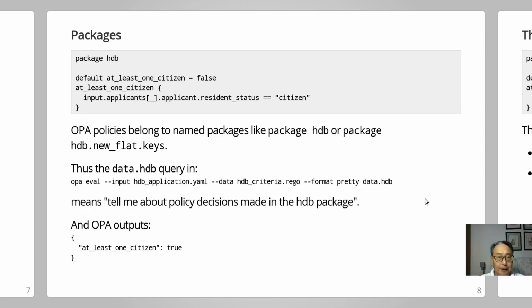So the first line in a rego file, a policy file, is a package statement. And it says these set of policies belong to the package HDB for Housing Development Board. The package could also have a name like hdb.newflat.keys for policies relating to retrieving or getting the keys to your new flat.